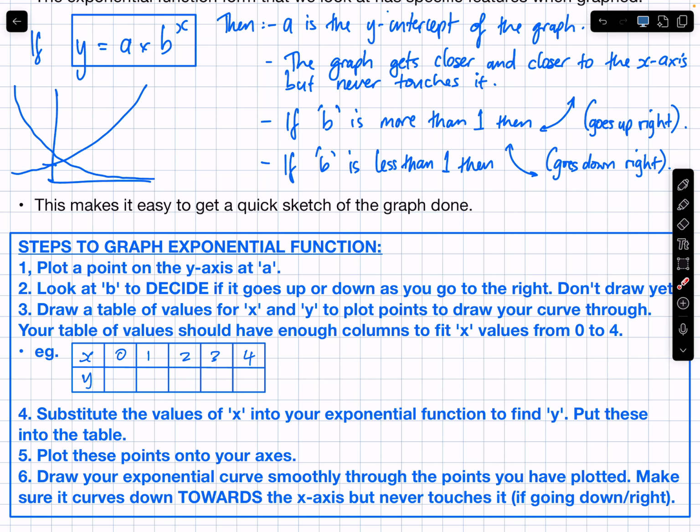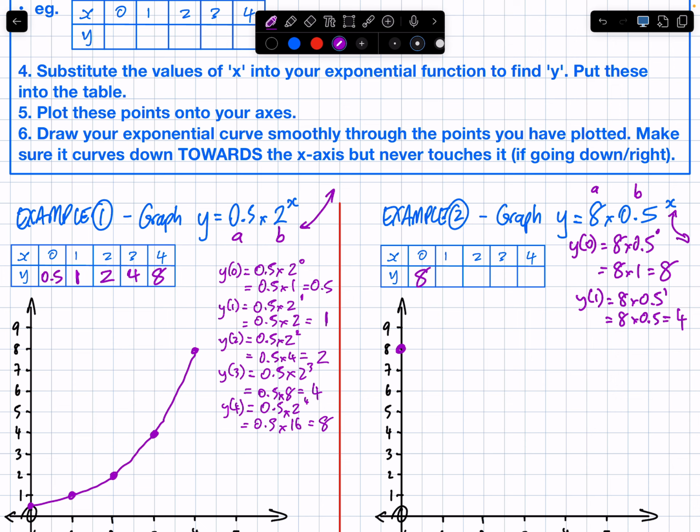y when x is 1, 8 times 0.5 to the 1 is going to be 8 times a half, which is 4. y when x is 2, 8 times 0.5 squared. 8 times a quarter. That's going to be 2.